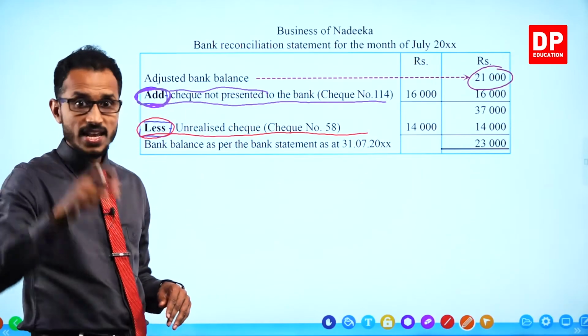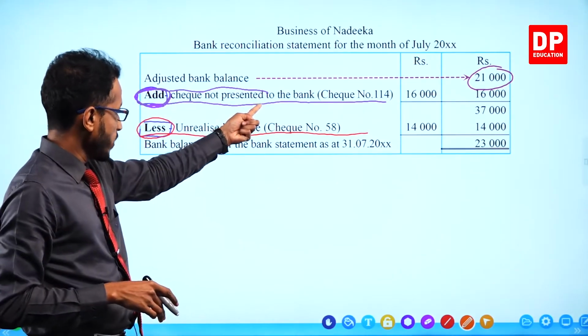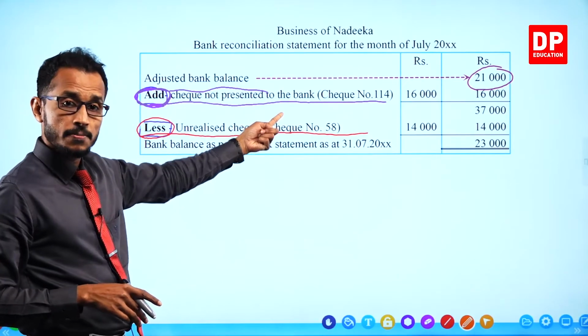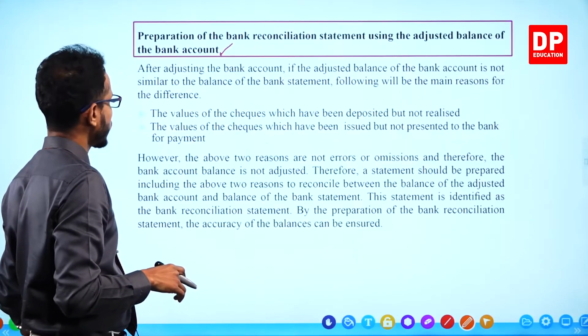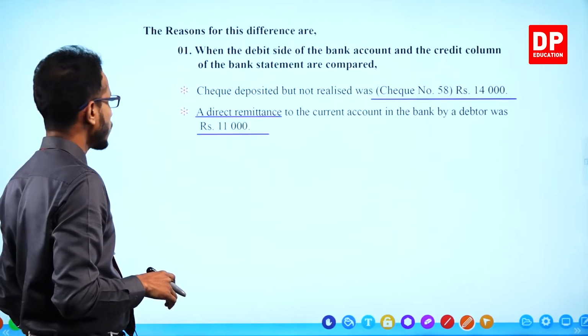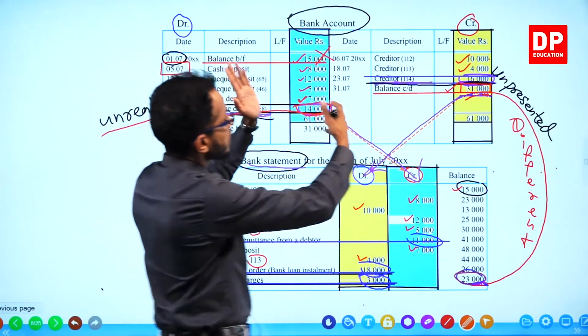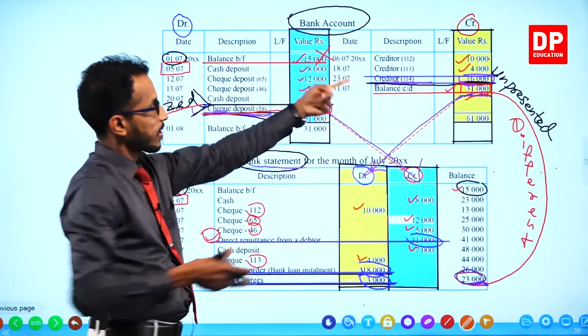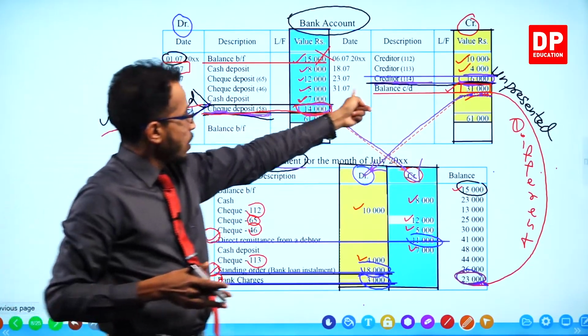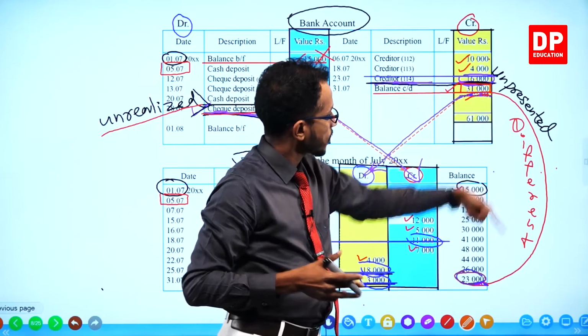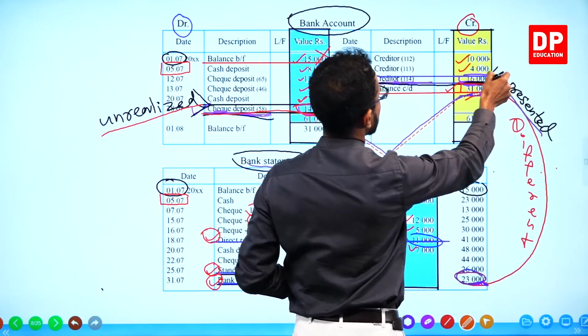Not like that, with the understanding. So, why do we add the unpresented checks? Just like earlier, I'm going to explain again. A quick one: why do we add unpresented checks? See, unpresented checks are on the credit side of the bank account. There only we marked the unpresented. See, I have marked the unpresented here.